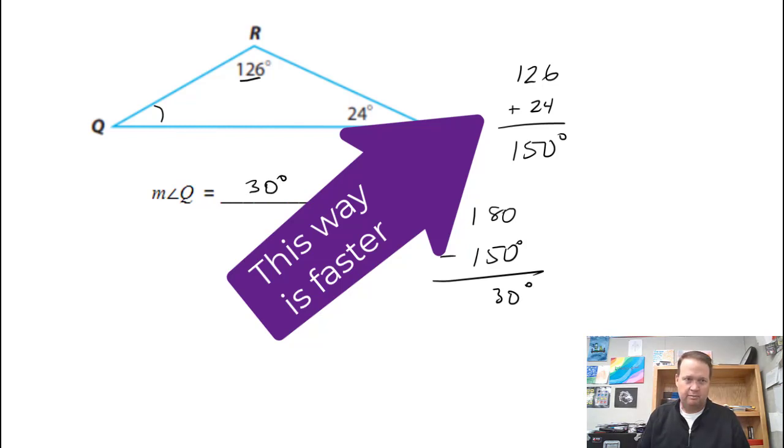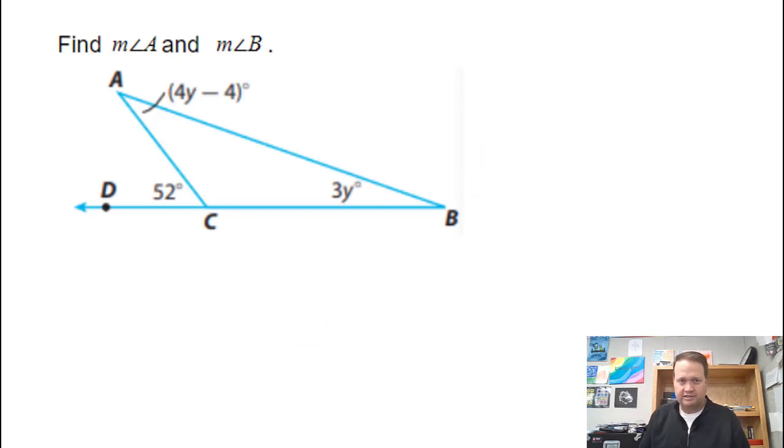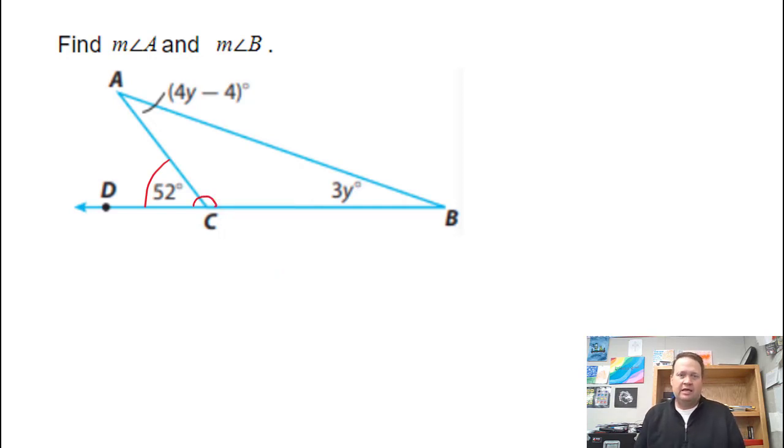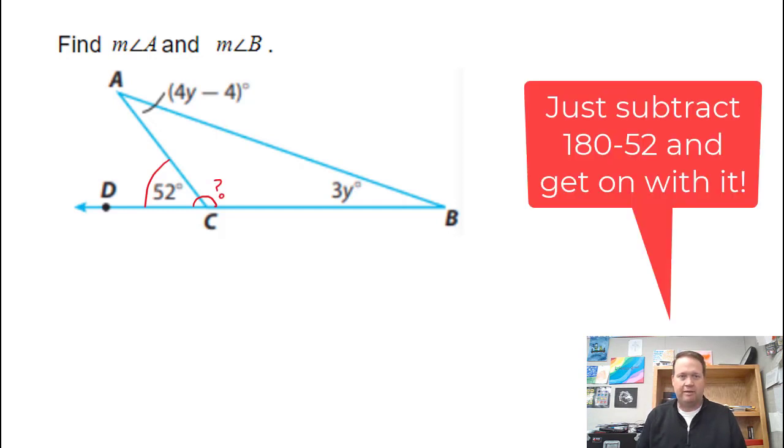Let's go take a look at another problem. This one doesn't quite give us the things that we had before. This gives us something a little bit different. You can see that it gives me this outside angle here of 52 degrees. And hopefully we remember that there's 180 degrees in a line. That means that whatever is in this question mark adds up with 52 to make 180.